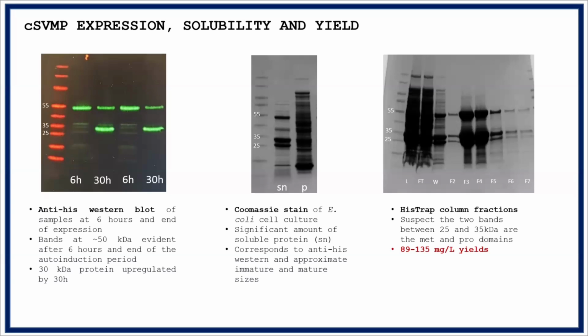This is just one representative image of a 200 ml expression that I purified using a HisTrap column. And as you can see in the fractions, there are three prominent bands, and we suspect these correlate to the immature pre-processed SVMP at about 55 kilodaltons, and then between 25 and 35 kilodaltons, we believe these to be the prodomain and the met domain. With regards to yield, for each of the expressions I've done so far, this is between 89 to 135 mg per litre. So we're able to generate quite substantial soluble amounts of this protein.